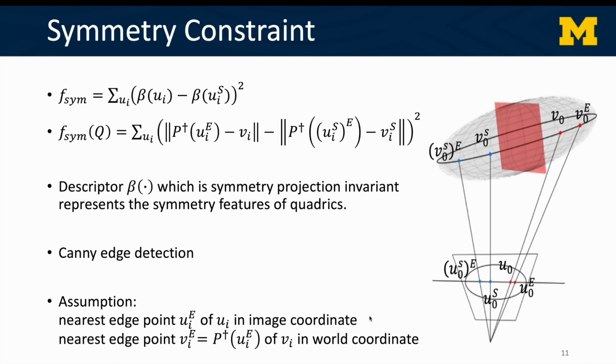To reduce the computation cost, we assume that in the 2D space, the nearest edge point UE is also the nearest edge point VE in the 3D space after a 2D to 3D linear operator. Since the ellipsoid is symmetrical, we can find the symmetry sample point in 3D space, then project it to the 2D to find the nearest edge point. Finally, we project symmetry edge point to 3D, then we can get the error.